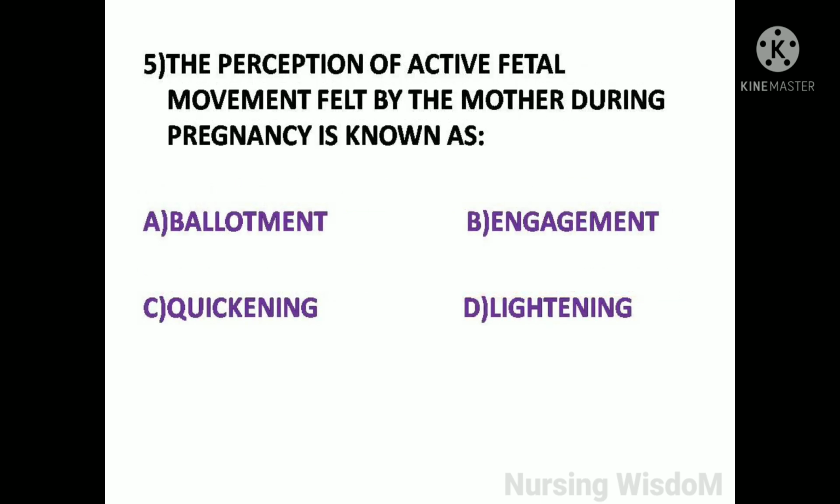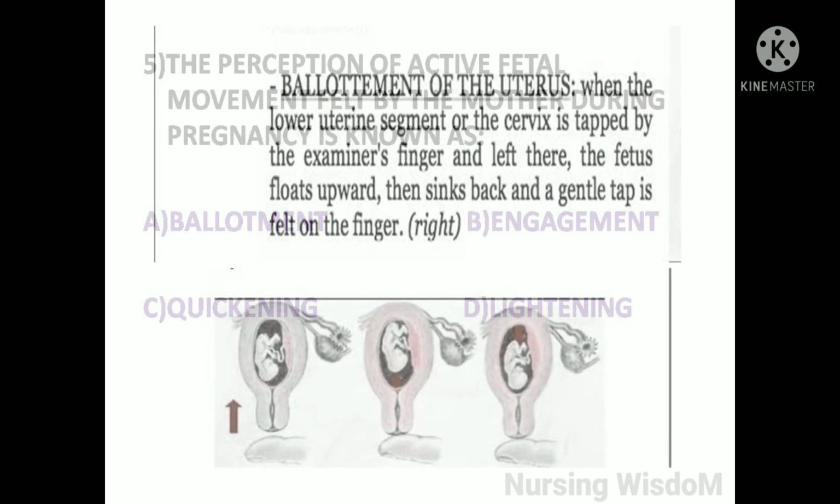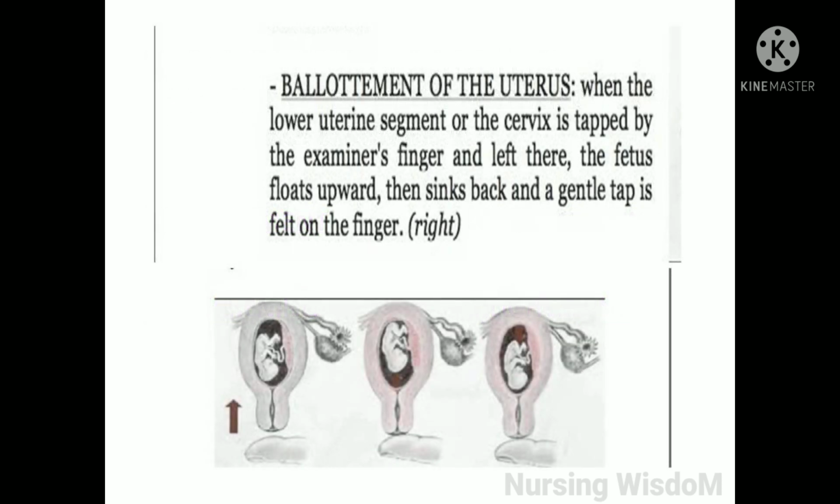Next question. The perception of active fetal movement felt by the mother during pregnancy is known as option A, ballottement, option B, engagement, option C, quickening, option D, lightening. Ballottement of the uterus: when the lower uterine segment or the cervix is tapped by the examiner's finger and left there, the fetus floats upward, then sinks back, and the gentle tap is felt on the finger.